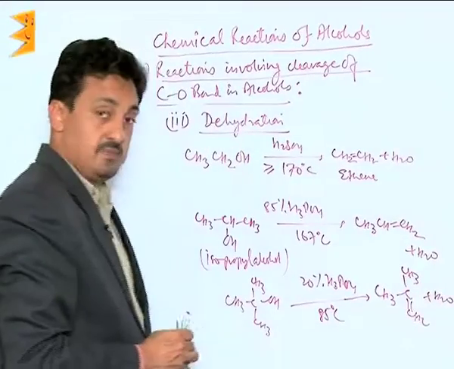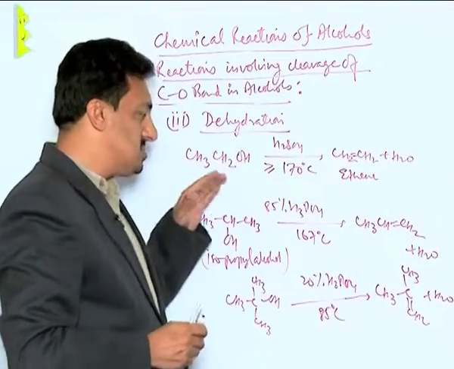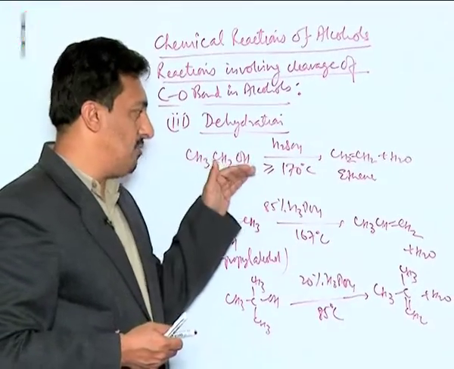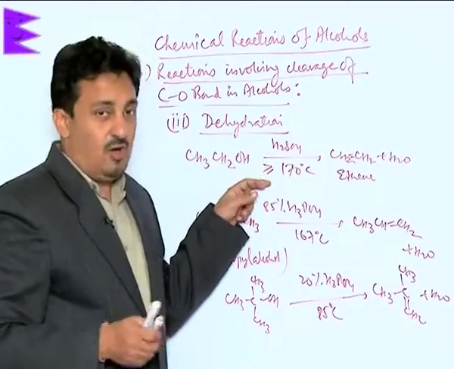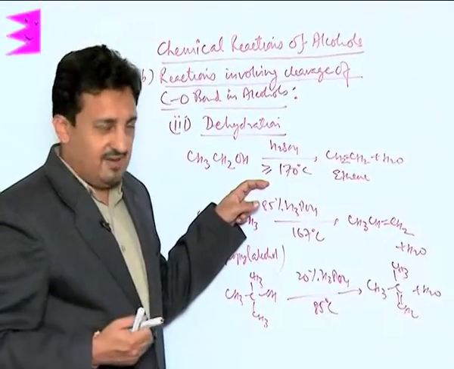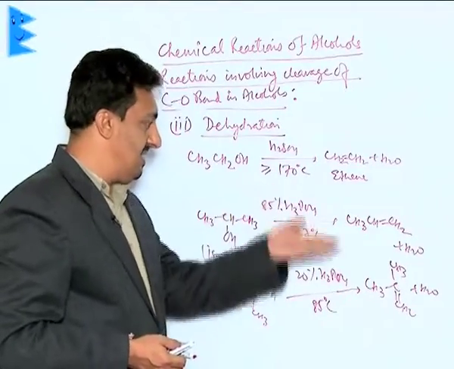An alkene. Now these reactions show that alcohols with strong protic acids, on heating or in the presence of alumina or anhydrous zinc chloride, which are dehydrating agents, easily form alkenes. Like this one, these alkenes are being formed.